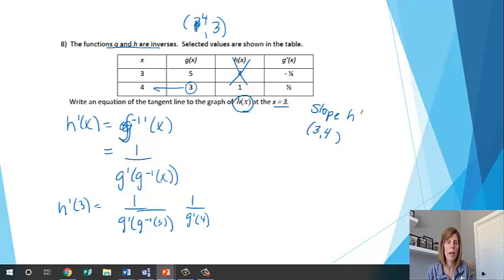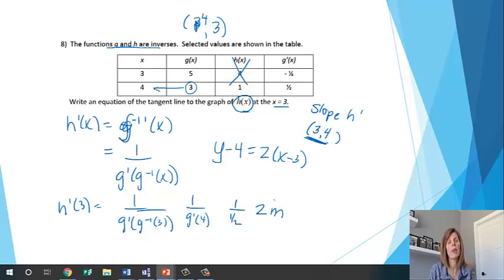Going to when x equals 4, my g prime is equal to 1/2. So we have 1 divided by 1/2, which we know is 2. That just established the slope for me. I already have my point up here, so now all I need to do is plug in. I get y minus 4 is equal to 2 times x minus 3, and that is the equation of my tangent line. So hopefully now you have a good idea how to find the derivative of an inverse function.